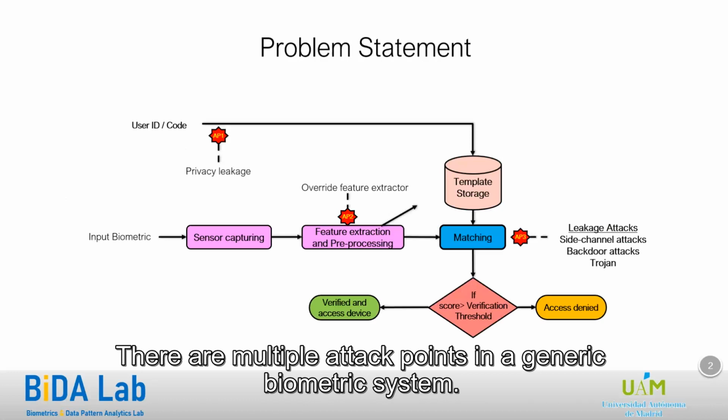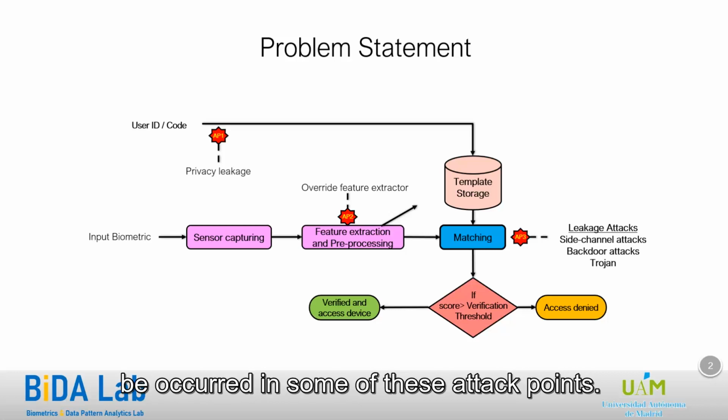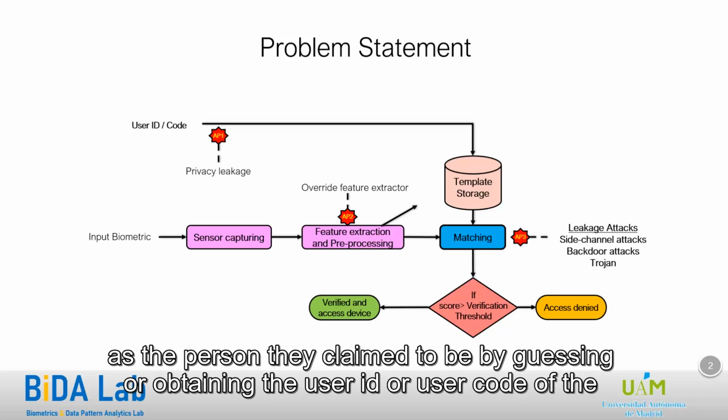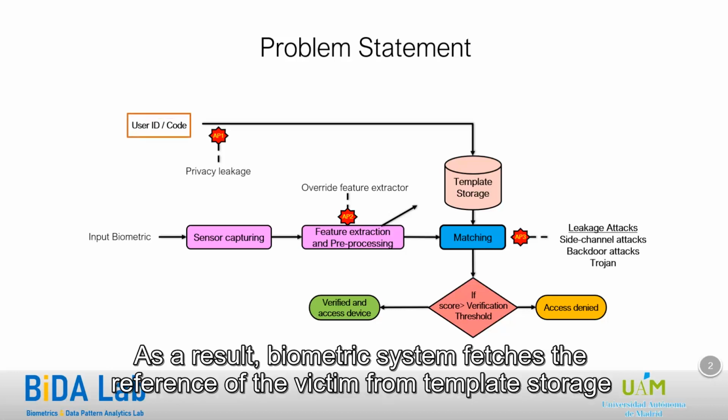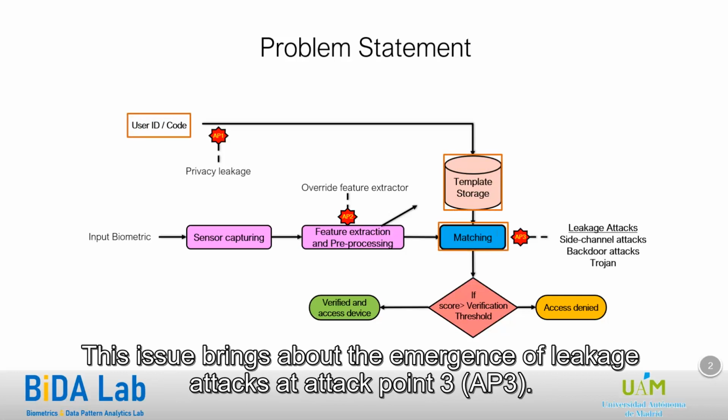There are multiple attack points in a generic biometric system. In this study, we try to address three types of security challenges that can occur in some of these attack points. Mostly, in biometric verification systems, anyone is permitted to request to be verified as the person they claim to be by guessing or obtaining the user ID or user code of the victim. As a result, the biometric system fetches the reference of the victim from template storage to the matching module every time. This issue brings about the emergence of leakage attacks at attack point 3.